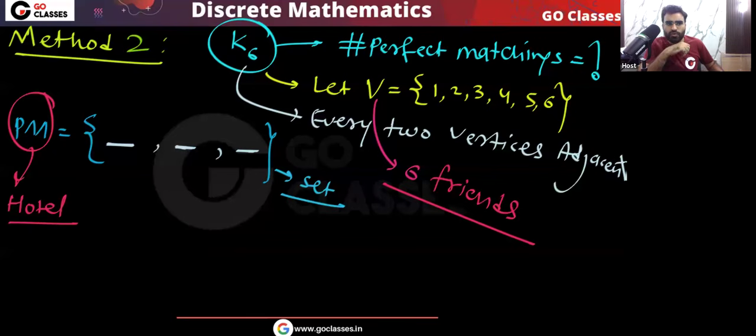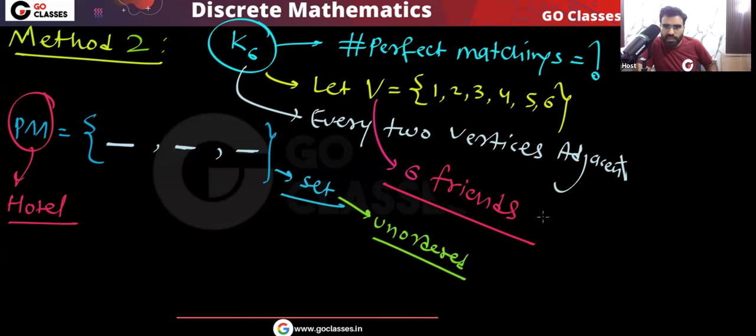This is distribution of objects into boxes. 6 friends we need to distribute into 3 rooms. The rooms are identical. What is the reason? Because it is a set. We are finding the set. Set is unordered. The order doesn't matter. Set is unordered.